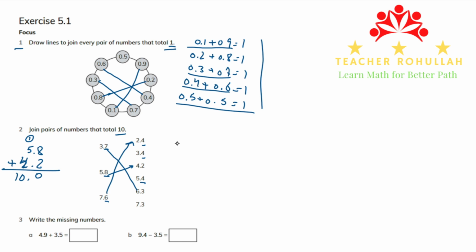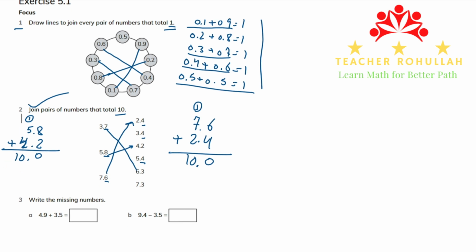Let me solve this one also using column addition. 7.6 plus 2.4. 6 plus 4 is 10. We write 0 here and carry 1 above the ones place. And 7 plus 2 is 9, and 9 plus 1 is 10. Again, we see that we got 10 over here. So we are done with question 2 as well. Let's scroll down to move to question 3.